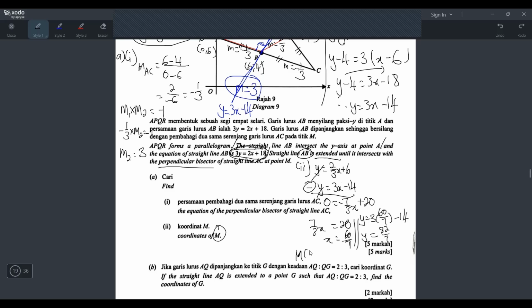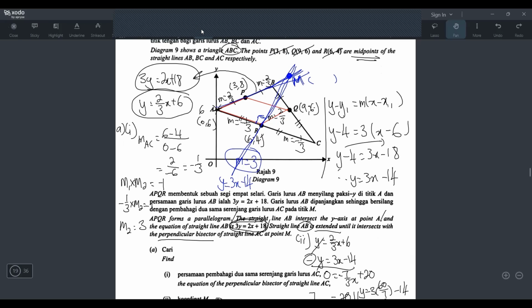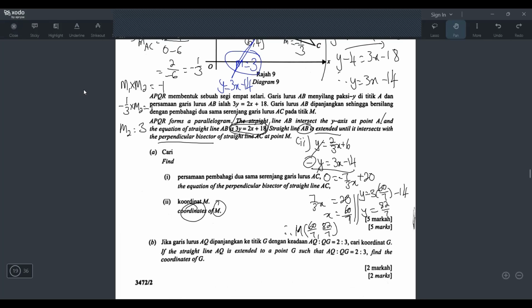So what is your M? 60 over 7, comma, 82 over 7. We are finding coordinates, so it's important to write it like this. Have bracket, have comma, all of these must be put. Okay, and I think I should label it here also, 60 over 7, 82 over 7. Okay, done. Let's continue with the next question, B.